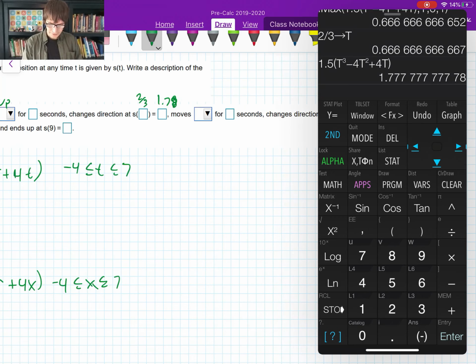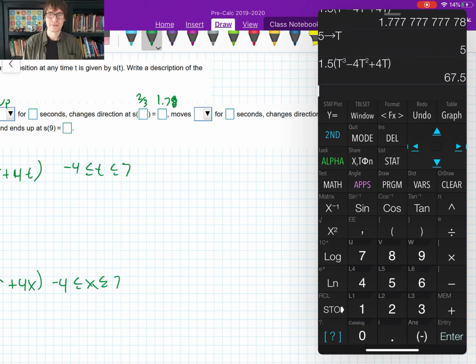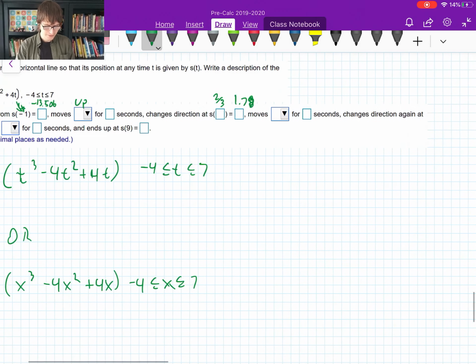Great. And now that I have that in there, I can plug in any other number I'd like to. Say if I want to figure out when t equals 5, I can say 5 store t, and then just tap on the old value and run the number again, and it'll give me what the new value is. But that's another way to graph it, and that's a way to make it more certainly accurate. Okay. So we just found the maximum.